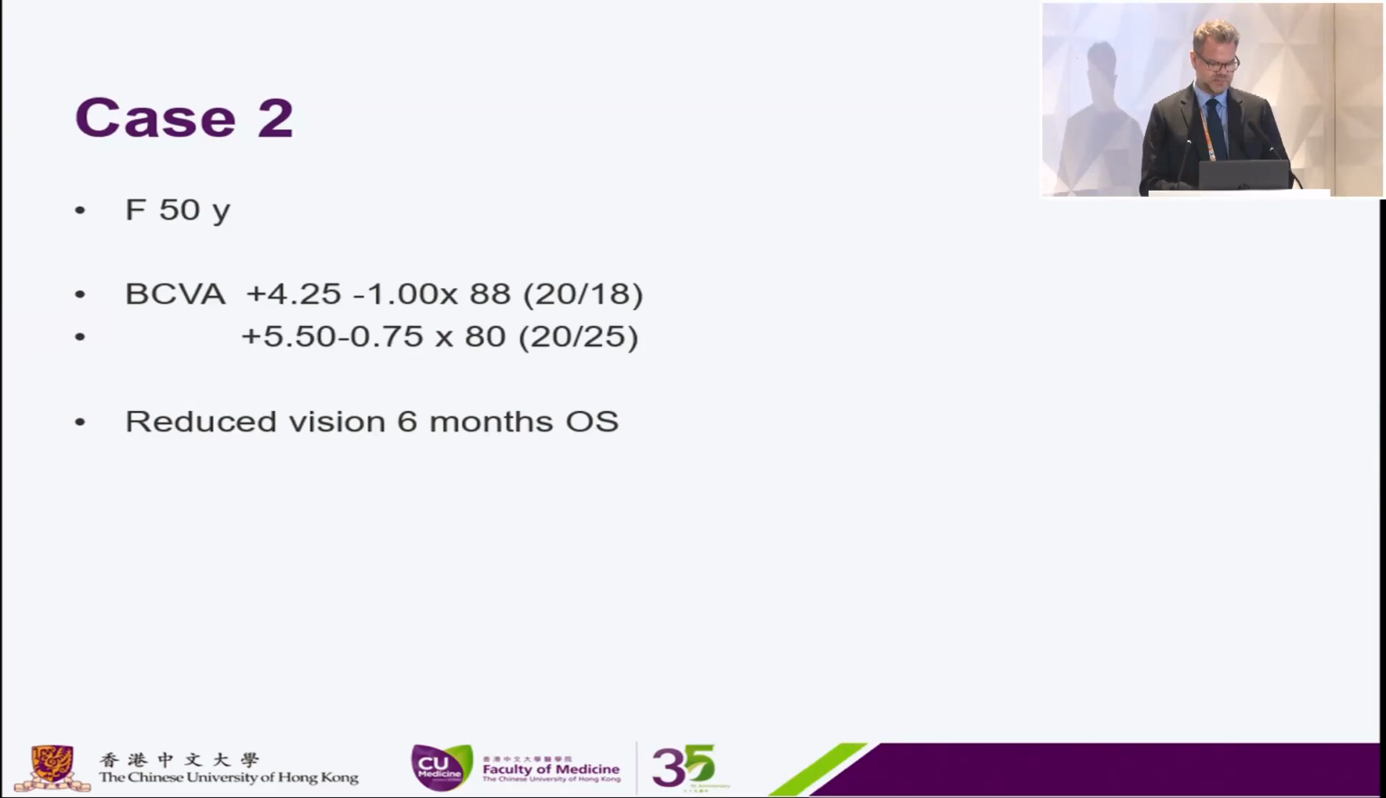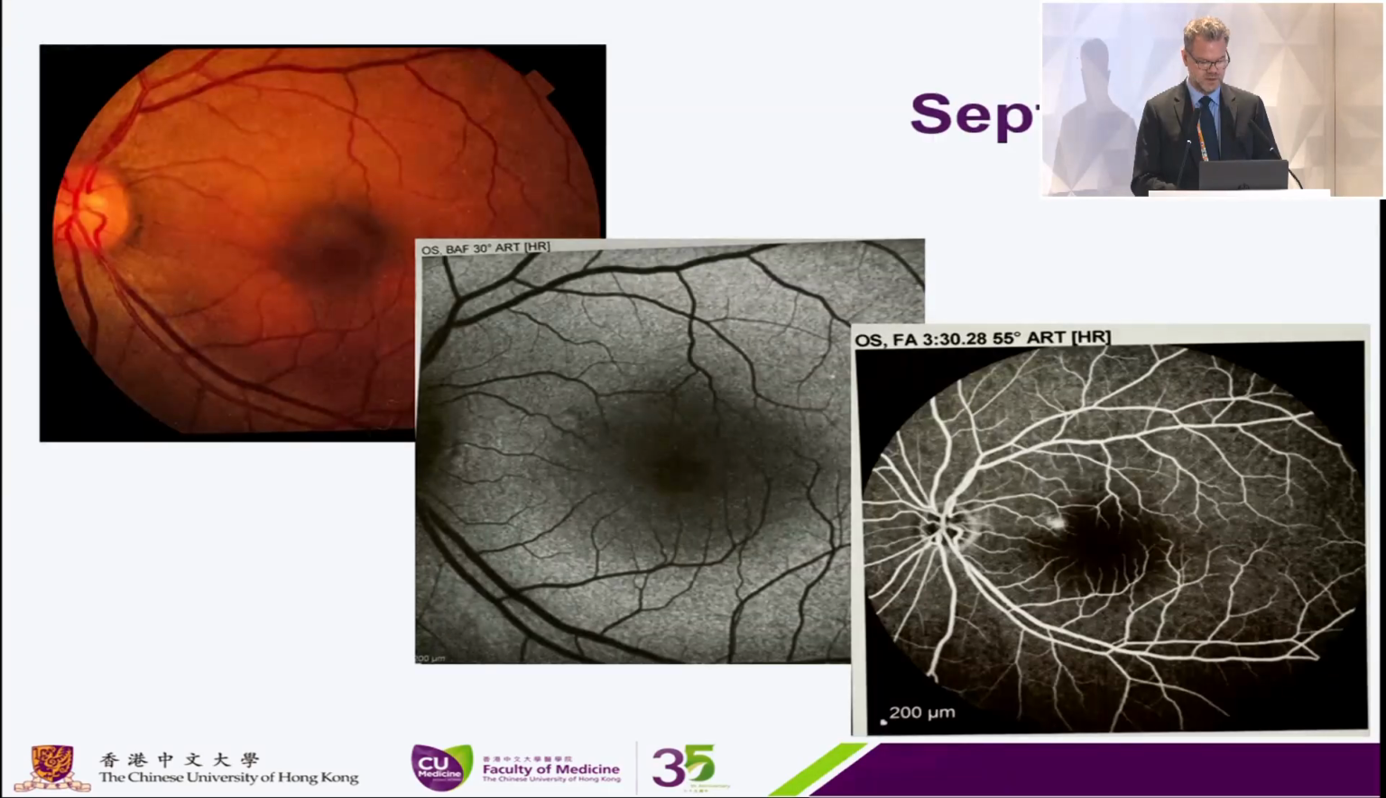This case is a little bit different. First of all, a bit unusual because it's a female, and also a hyperope, which is really unusual for Hong Kong, but presented with reduced vision for 6 months in the left eye with a vision of 20/25. This was probably not a chronic or recurrent case because, as you can see, the autofluorescence looks pretty good, and you get a single ink blot leakage on the fluorescein.